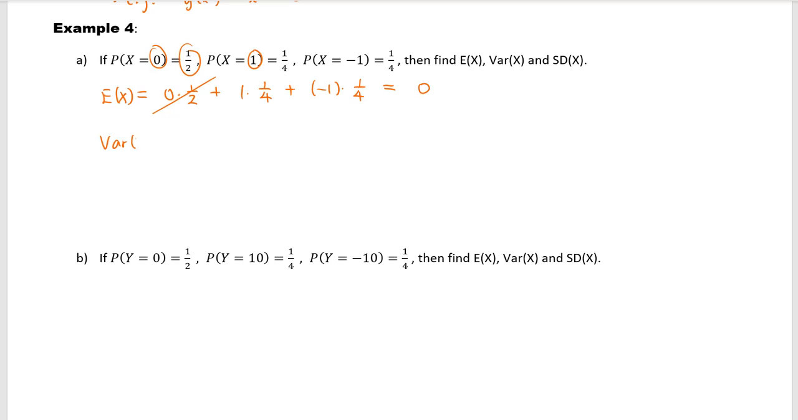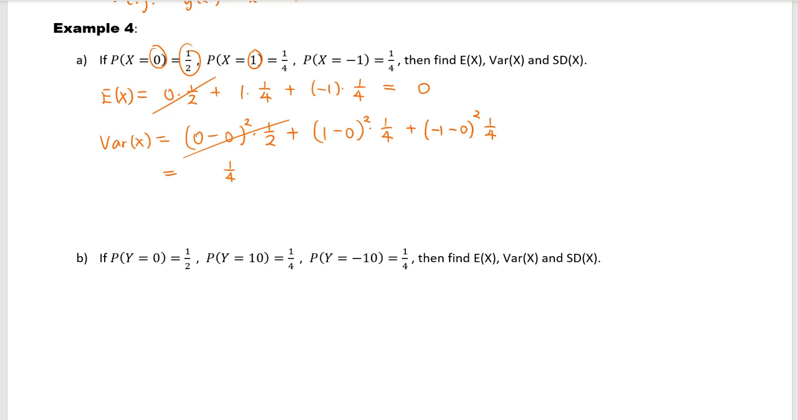Okay, variance. We use the x value minus the mean squared times the probability. And then 1 minus the mean squared times the probability. And then -1 minus the mean squared times the probability. And what is that? Well, this is 0. 0 times whatever is 0. And then this is 1. So 1 times 1/4 is 1/4.